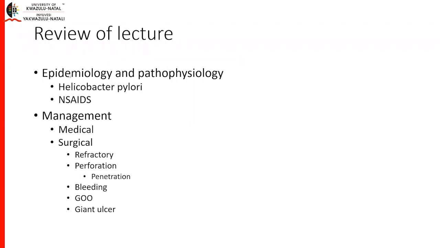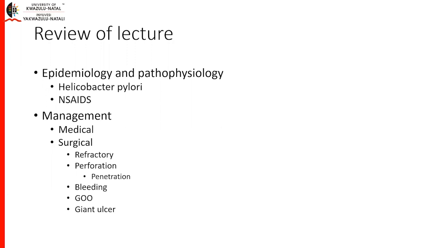So just in review, we looked at the epidemiology and pathophysiology. We spoke about Helicobacter pylori and non-steroidals, right? How important they are in the pathophysiology or pathogenesis of peptic ulcer disease. We mentioned the management. We spoke about the acute management. We put a lot of emphasis on how to mix up the PPI solutions, right? Both a bolus and an infusion.